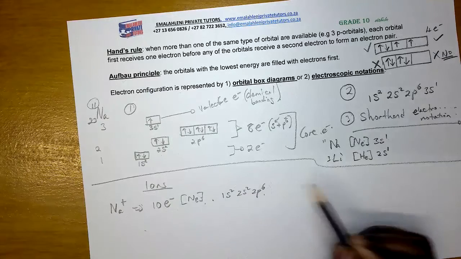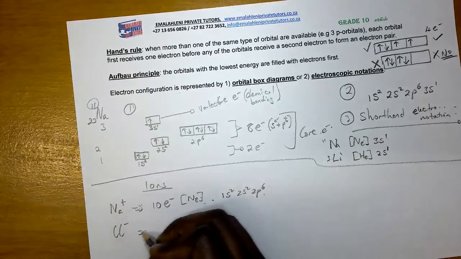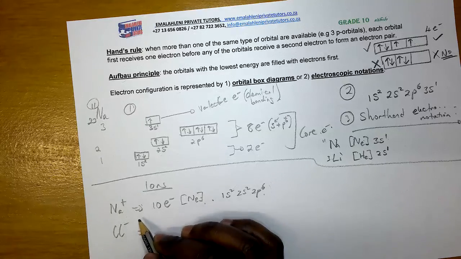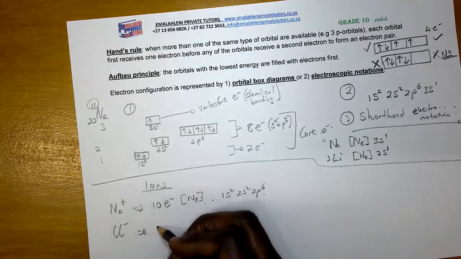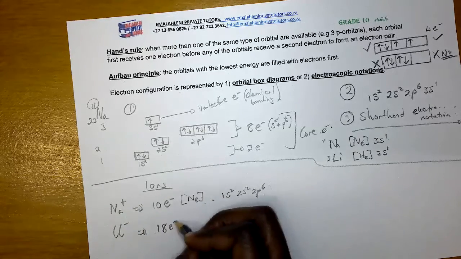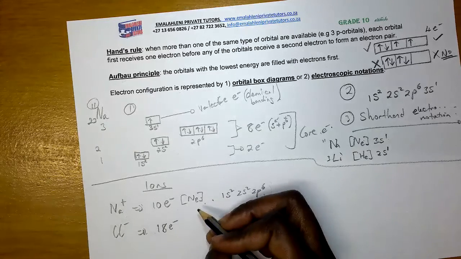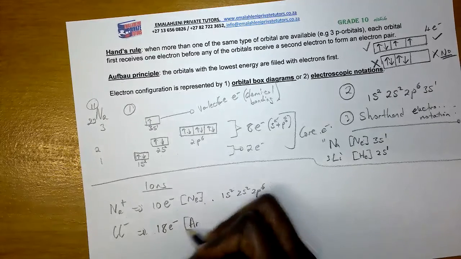Then let's look at chlorine. Chlorine must have 17 electrons, but we have an extra one here. So in this case, there are now 18 electrons. When there are 18 electrons, it has attained the stable state of argon. So it's now like argon.